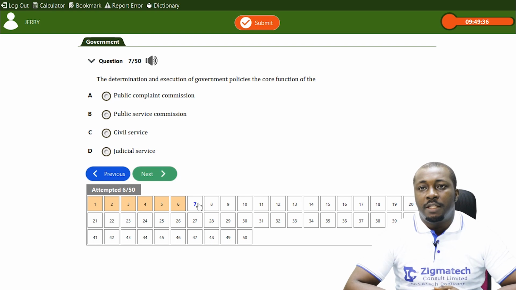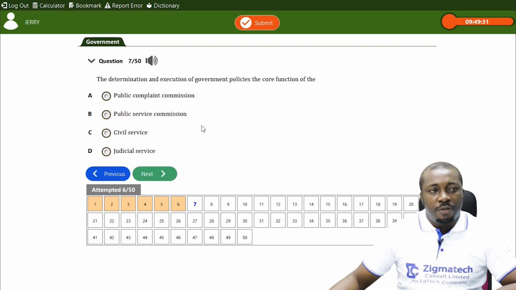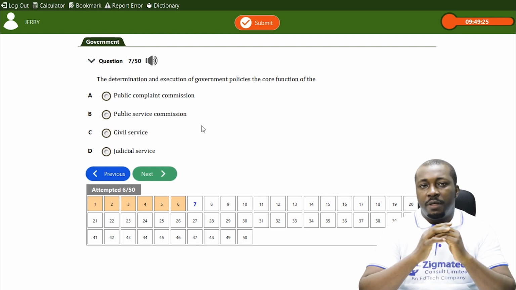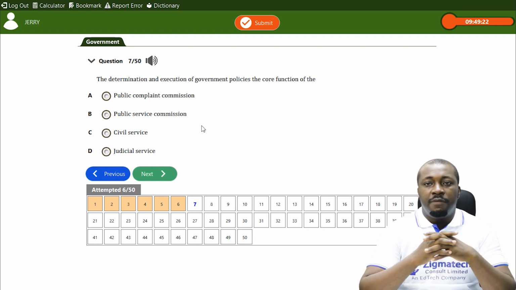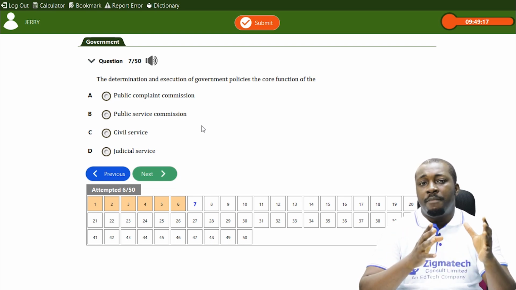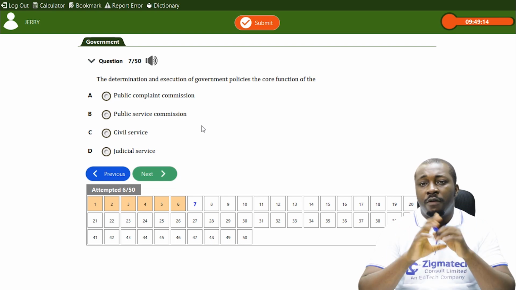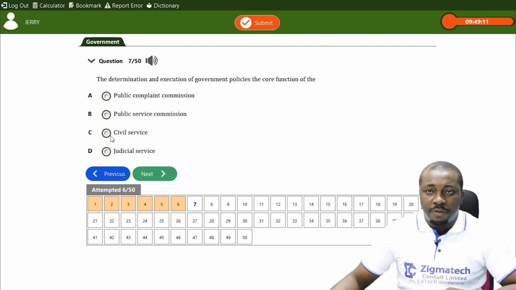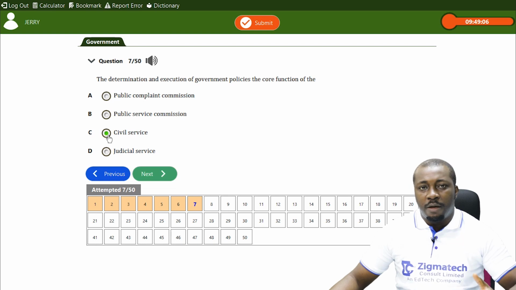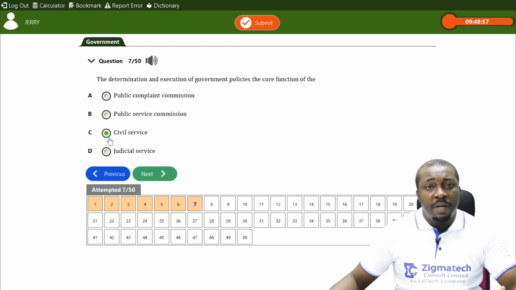Now, the determination and execution of government policies is the core function of the... Remember first, execution of government policies is the primary function of the executive arm of government. The executive arm does this through a particular department of government, the ministry of government. And what is that? We are talking about the civil service. Remember, the civil service is an administrative body of government under the executive arm of government, responsible for the formulation and the execution of government policies.